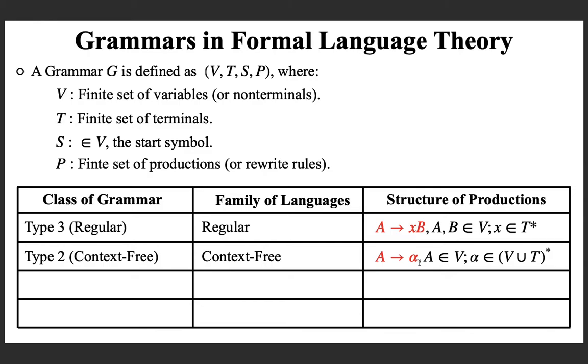There are two more classes of grammars in the Chomsky hierarchy: type 1, or context-sensitive grammars, and type 0, or unrestricted grammars. This name tells you that the next class of grammars is also going to be of a restricted kind. Today we are going to discuss context-sensitive grammars and the family of languages represented by them.